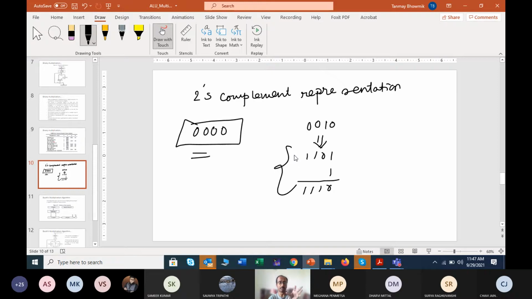So you can see why I am going back to that particular 2's complement representation now. My only target is to show that here in this 4-bit representation system, you are not using any separate bit to represent the sign bit, right?